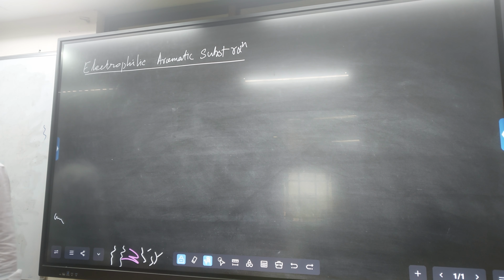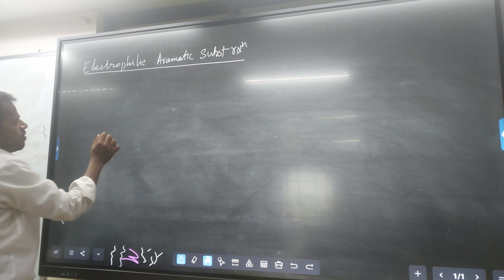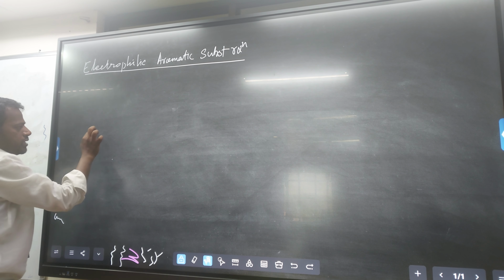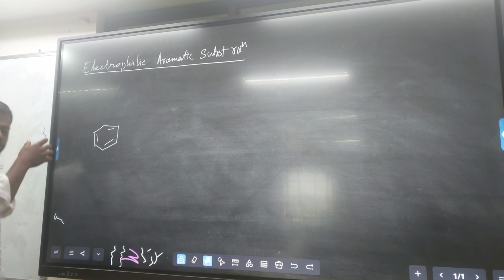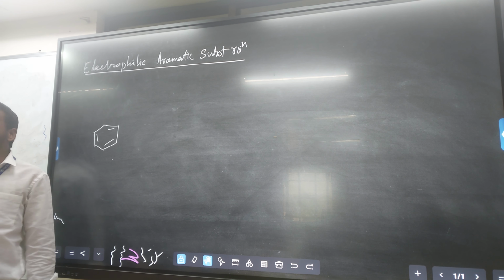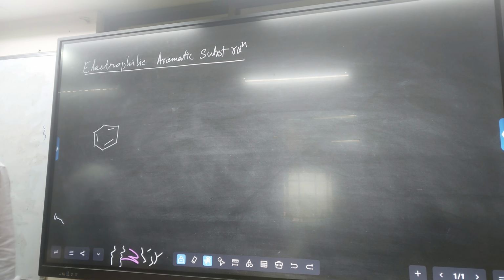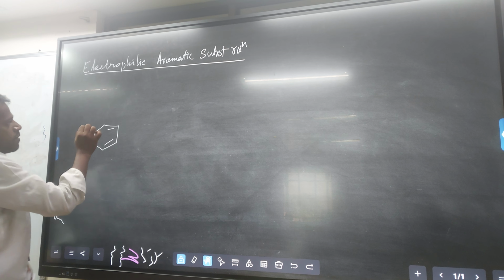Electrophilic aromatic substitution reaction. There, in the aromatic ring itself, we do the substitution. For example, you take a benzene. Try to write it in your notebook, then only you get the practice. Write all the reactions in your notebook; when you sit in the exam, it is very useful for you. So you take a benzene.